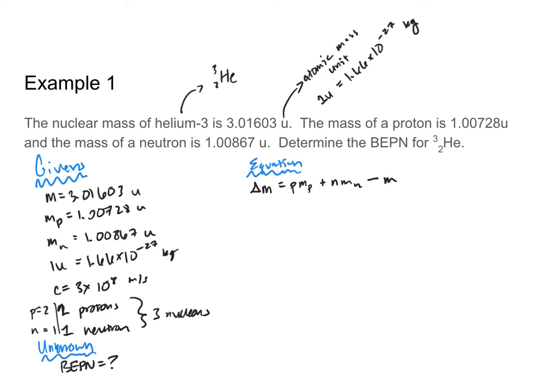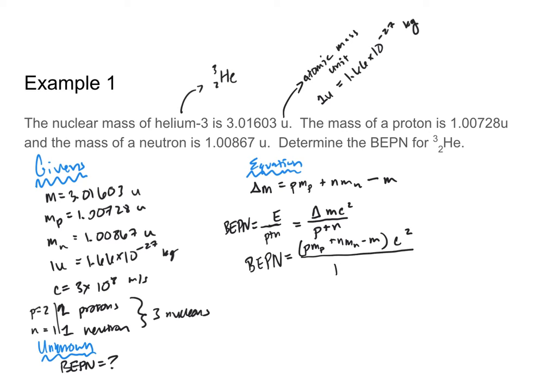Then the second equation we're going to use is E equals mc squared to calculate our energy. And then we're going to divide that by the number of nucleons, so P plus N, to figure out our binding energy per nucleon. And instead of putting in our mass, of course, we're going to need to put in our mass defect. So delta M over the number of protons plus the number of neutrons. So combining our two equations together, we get the binding energy per nucleon is equal to delta M, which is the number of protons times the mass of a proton plus the number of neutrons times the mass of a neutron minus the total mass of our atom, times c squared, the speed of light squared, over the number of protons plus the number of neutrons.